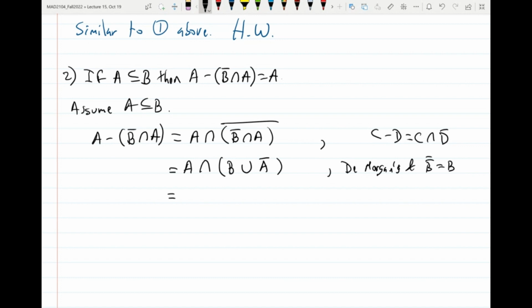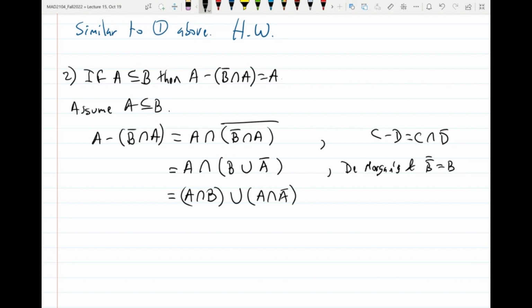So let's see, who can tell me what is this? Distribute intersection over union. What is this? A intersection B, union A intersection A complement. Yes? Okay. Now, looking at this, let's actually worry about each of the parentheses. Can we say something about this parenthesis? Actually, let's say something about this one first, because this one does look like some of the basic stuff, right?